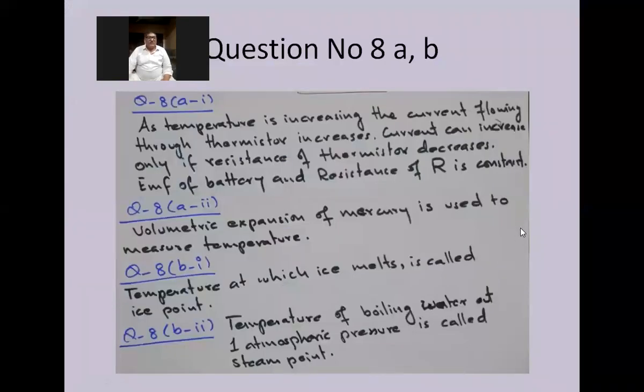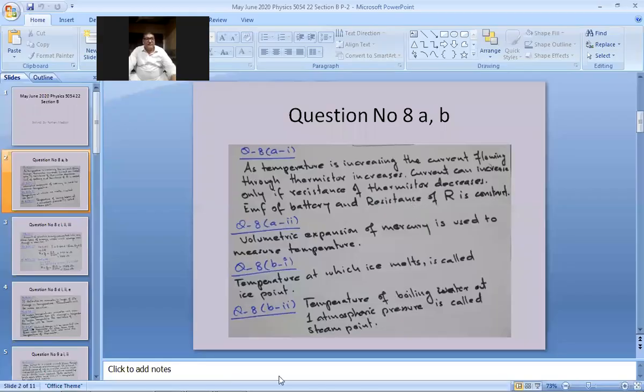So question number 8, second part: the volumetric expansion of the mercury is used to measure the temperature. So let's check what the marking scheme says.